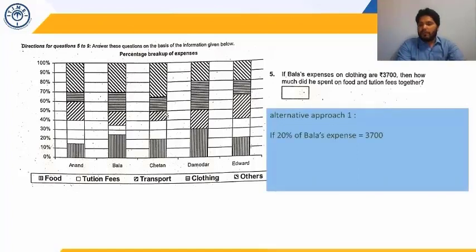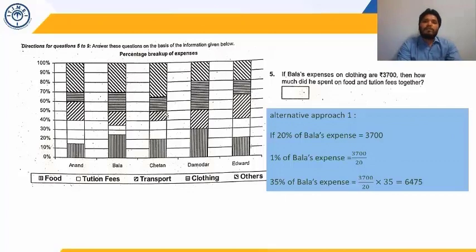So if 20% of Bala's expense was rupees 3700, which is given in the question, and we need to find out 35% of Bala's expense, we can do it by this method also. So 1% of Bala's expense will become 3700 upon 20. If 1% is 3700 upon 20, then 35% of Bala's expense is going to be 3700 upon 20 into 35, which is again rupees 6475. We can do it by this method also.